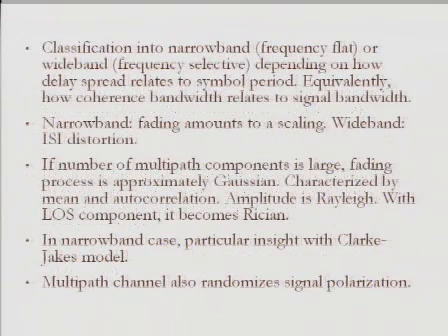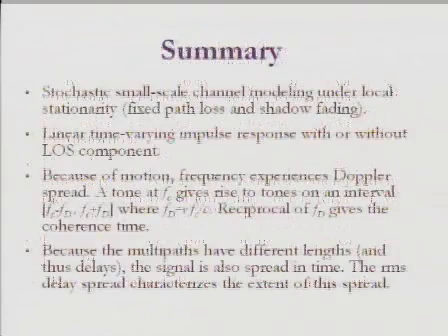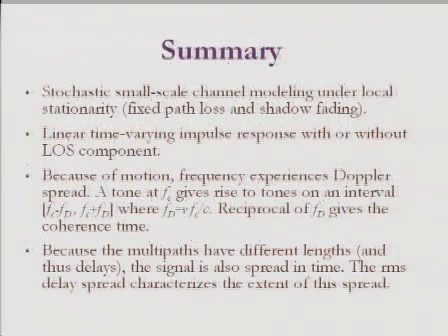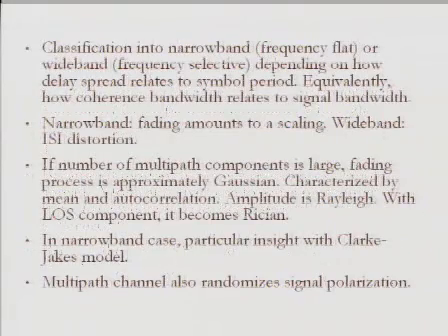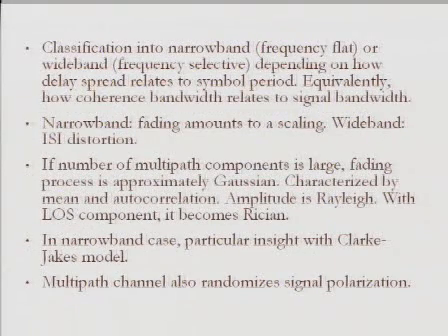We saw that Doppler spread allows us to classify channels into fast fading and slow fading, and delay spread allows us to classify channels into narrowband or wideband, or another way to say it, into frequency flat or frequency selective fading, if we see things in the frequency domain. And we saw the notion of coherence bandwidth. In the narrowband case, the fading amounts to scaling by a random process. In the wideband case, there is intersymbol interference distortion, which will need correcting measures.